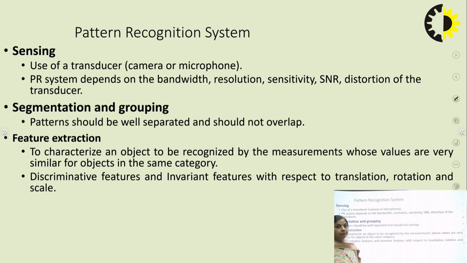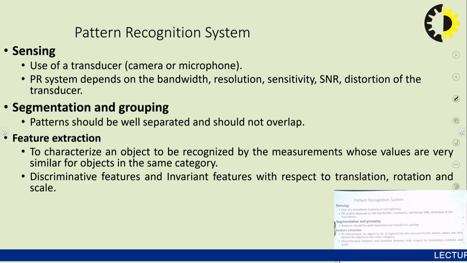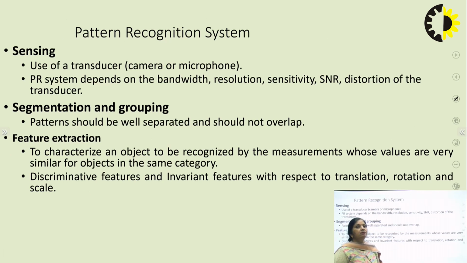Accuracy will be low. So the PR system, the pattern recognition system, depends on the bandwidth, resolution, sensitivity, SNR, and distortion of transducers when we are talking about its performance. If the picture is clear enough, then we will be able to recognize the images. But if there is noise, then it will be difficult to do a proper classification. So sensing is very important.